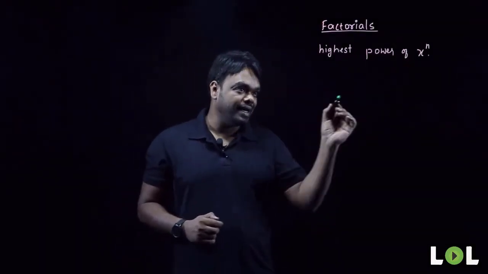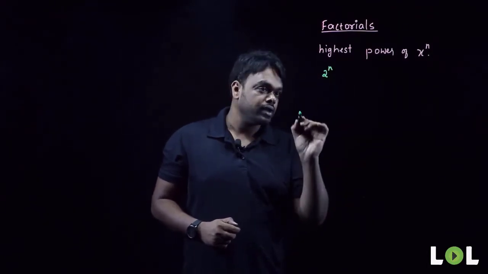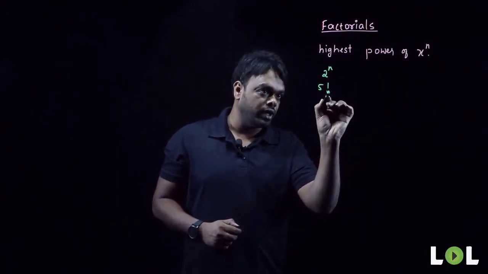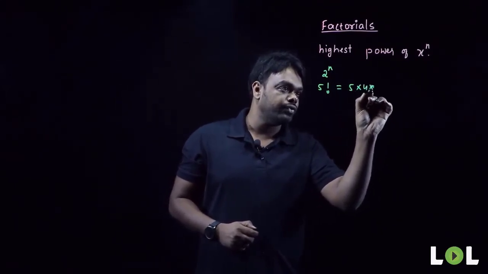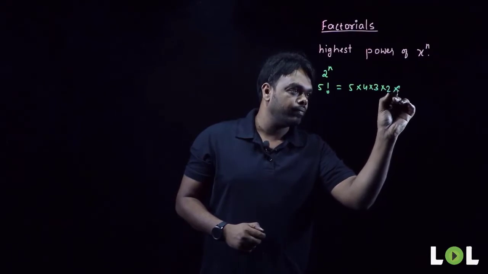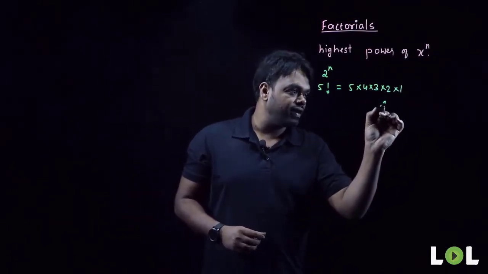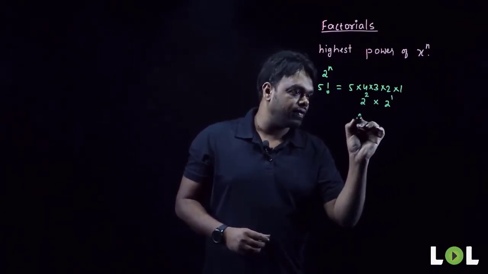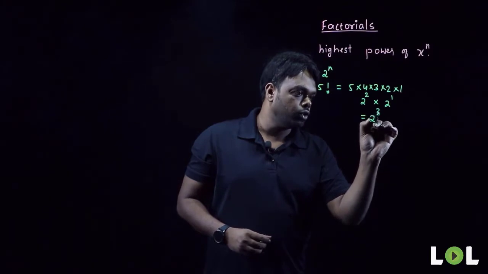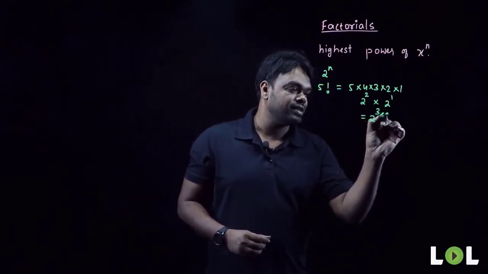Suppose, let us talk about 2^n. Now, suppose I consider 5 factorial. What is 5 factorial? 5 into 4 into 3 into 2 into 1. Now, if you want to find the highest power of 2 in 5 factorial, here we have 2^1 and here we have 2^2. So, altogether that should give us 2^3. So, the highest power of 2 in 5 factorial is 3.